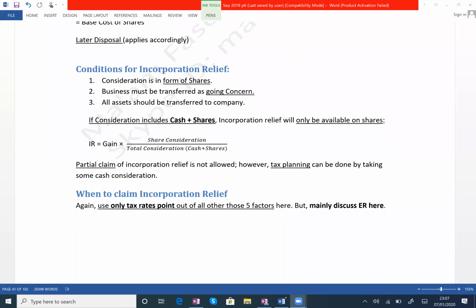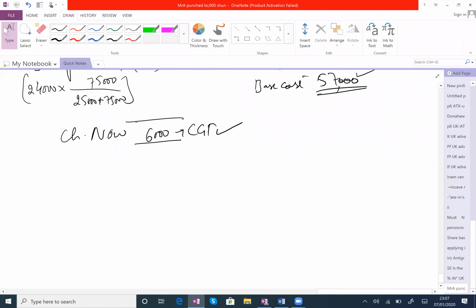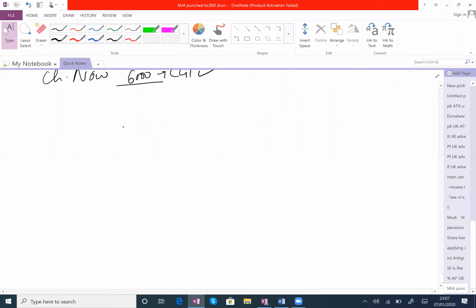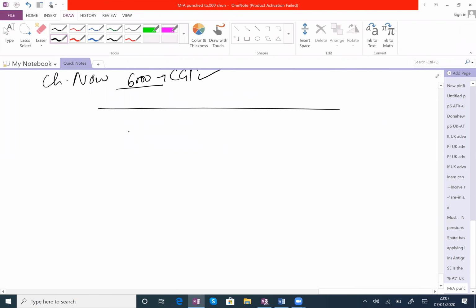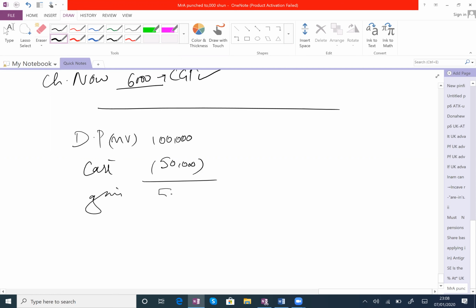Okay, in this question, firstly tell me the market value of the business. What is the market value, the disposal proceeds? 100,000 is the market value of the business. Less cost, 50,000. And what is the gain on the business? 50,000. This gain you can defer through incorporation relief.